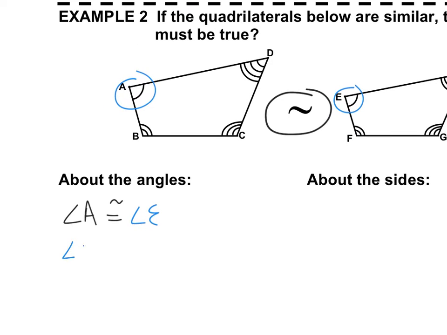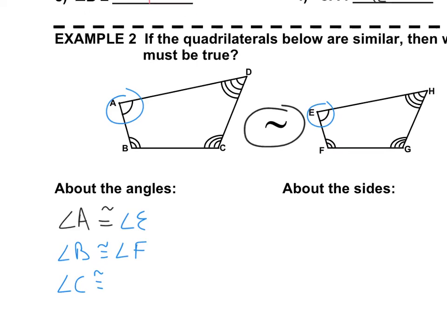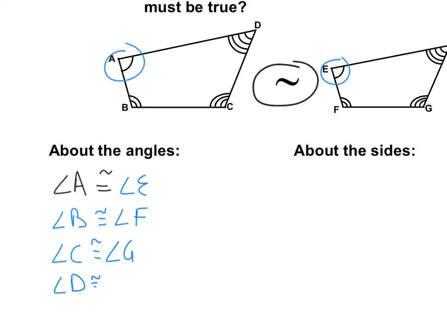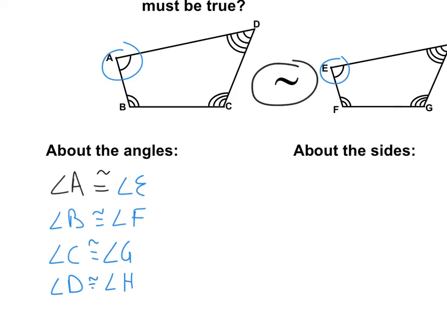Then I have angle B, which is congruent to angle F. I have angle C, which is congruent to angle, it looks like G. And then I have angle D, the last one, which must be congruent to angle H. So pretty easy on this one.